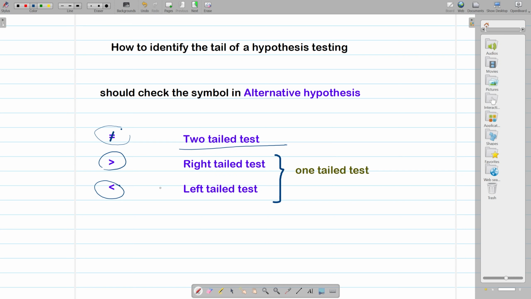If it is a greater than sign, it is a right tail test. Otherwise, it is a left tail test. So, this is the only case where you meet a two-tailed test, and the other two are one-tailed tests. According to the type of the tail, we are going to find the critical values. So, next we are going to learn how to find the Z critical values with these different tails. Let's move into that part.